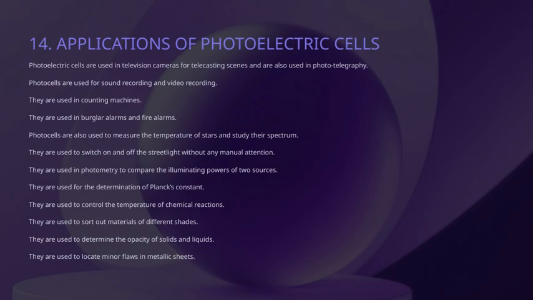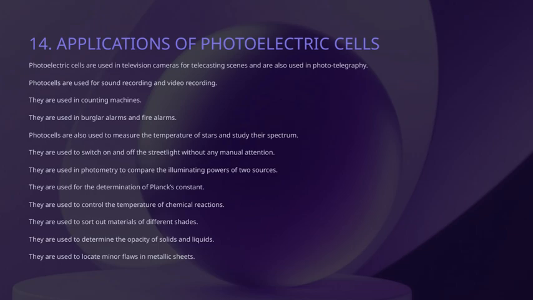In photometry, they compare the illuminating powers of two sources, which is crucial in designing lighting systems. They're also used in street lighting automation, switching lights on and off without manual intervention, which saves energy and enhances safety. Additionally, photocells help measure the temperature of stars and analyze their spectra, contributing to astronomical research. They are integral in security systems, like burglar alarms and fire alarms, providing reliable detection.